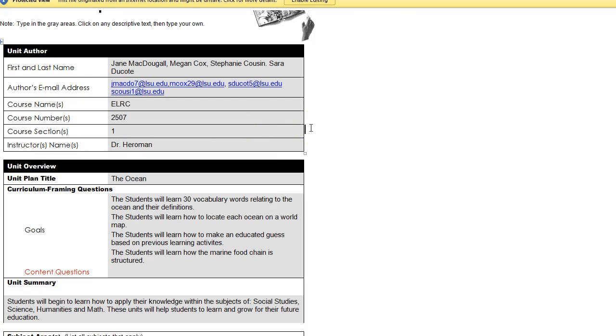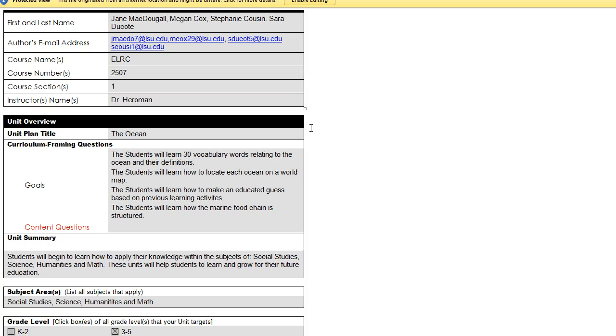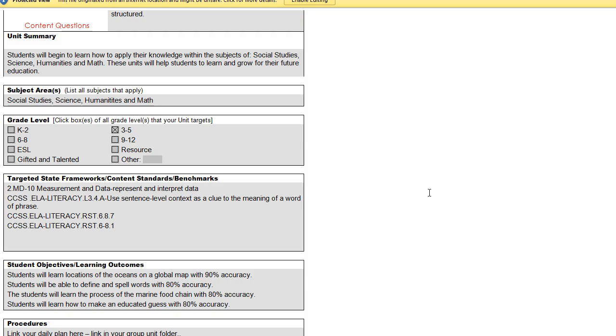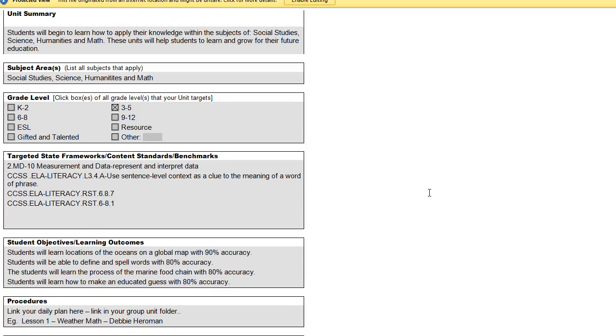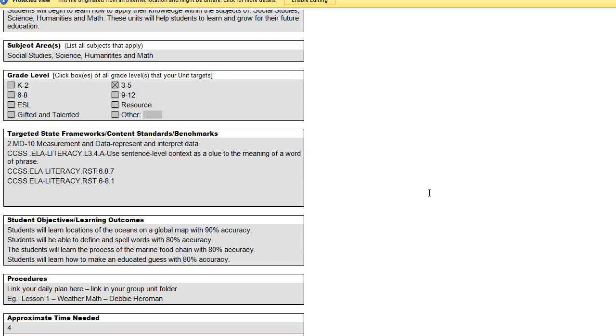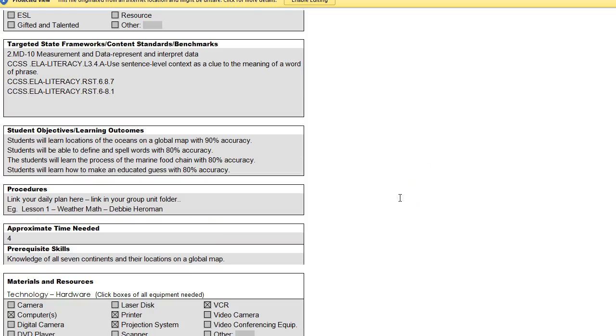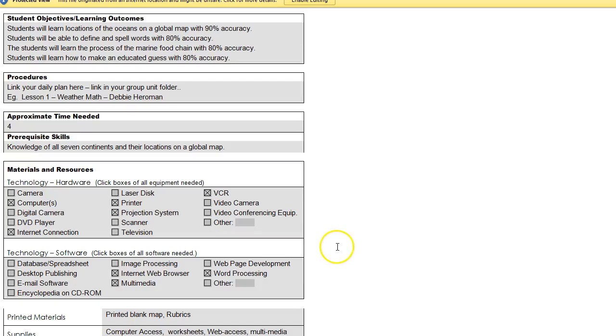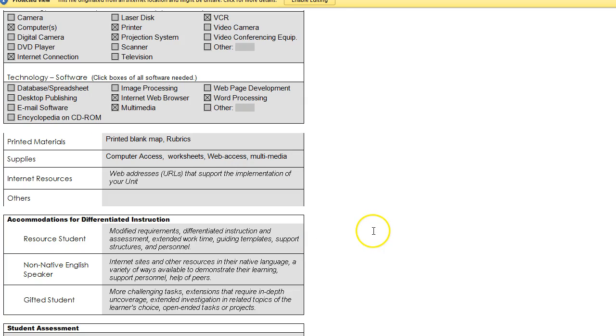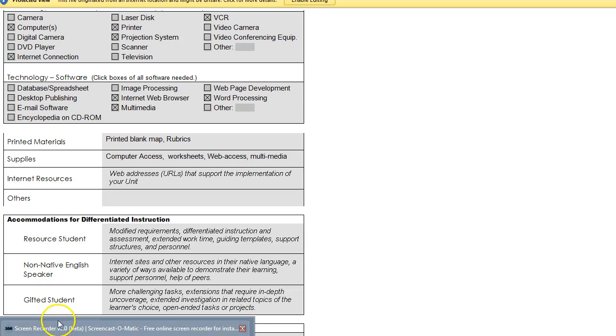Okay. So we did vocabulary, science, English, and social studies, and it's going to be for grades 3 through 5. The students are going to learn the different oceans and where they are on the map, and they're going to be able to spell words about them, and they're going to learn about the food chain, and they're going to be able to make equations within math. And yeah, so we'll start with our first lesson.